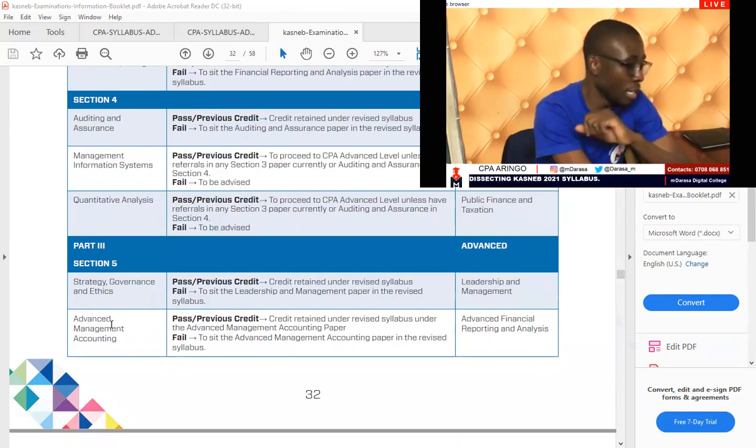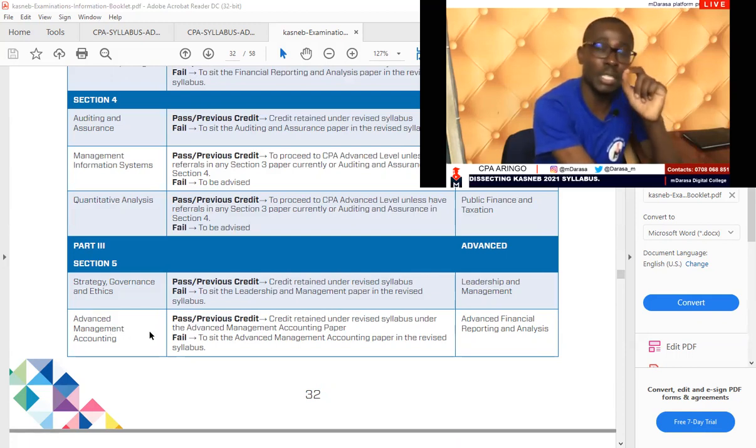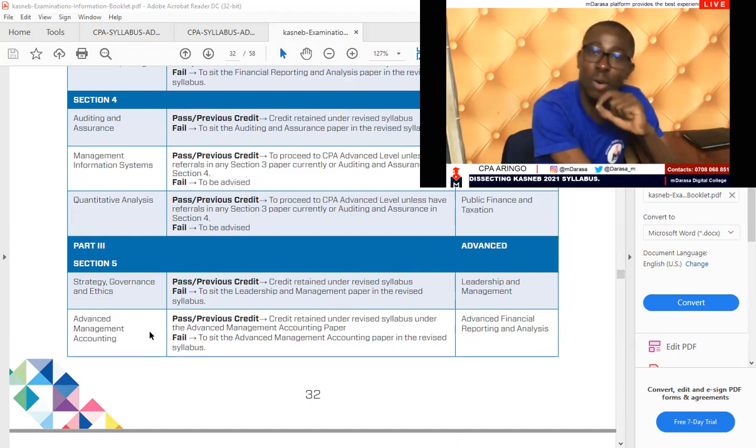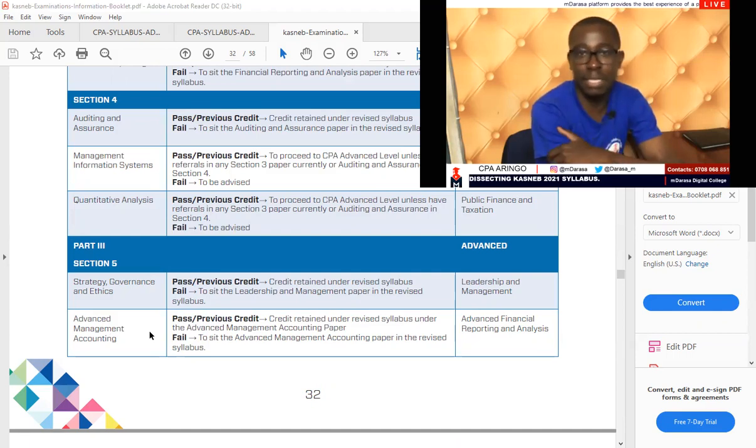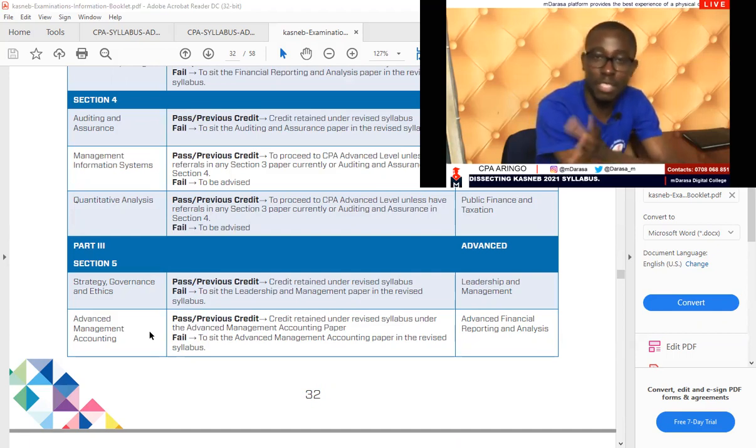Assuming you had failed MA. If you had failed MA, Advanced Management Accounting, that means that you're going to resit the same paper, but under the revised syllabus. Things have changed here and there, so not substantial, but things have changed in management accounting.